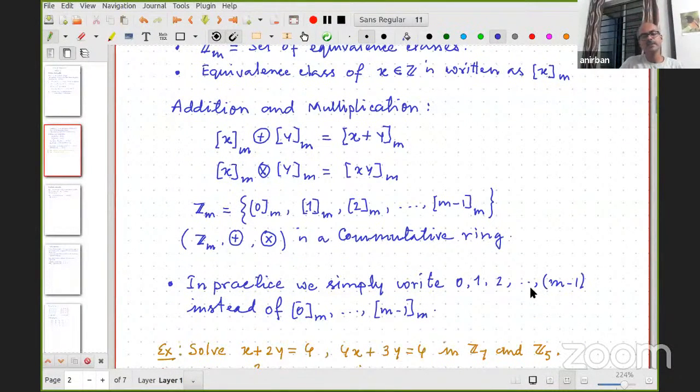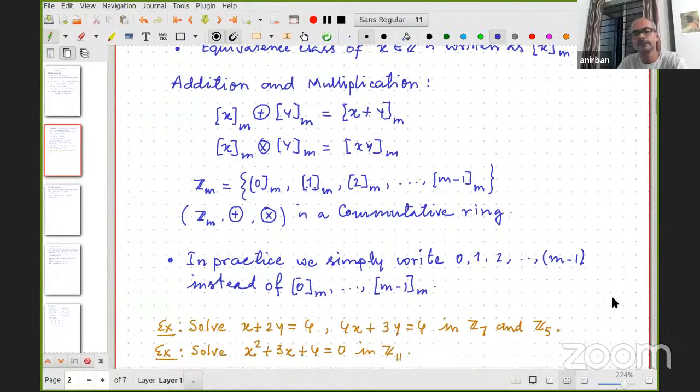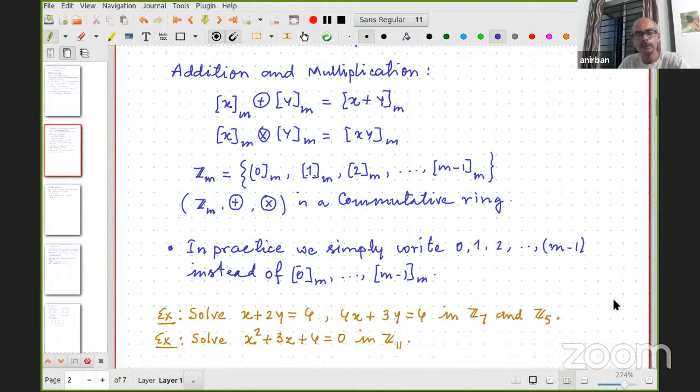So in practice, we don't write this clumsy notation. That would be too difficult to write all the time, and so instead we just use the integer representatives. So we just use 0, 1, up to m minus 1, keeping in mind that they are not really the integers but the equivalence classes. So throughout the lecture, we would use that. We would not write it with these brackets and all this.